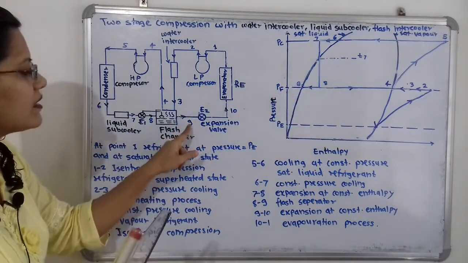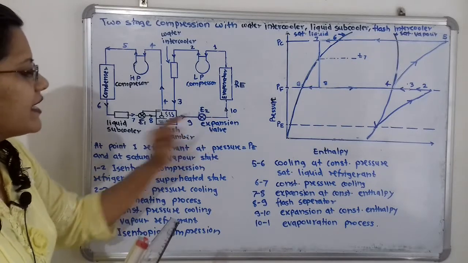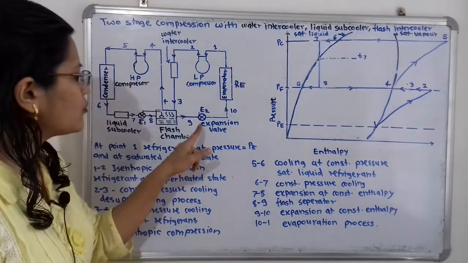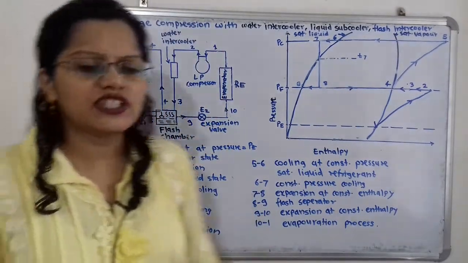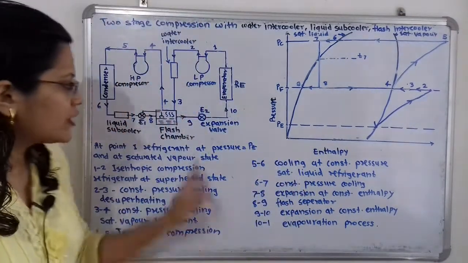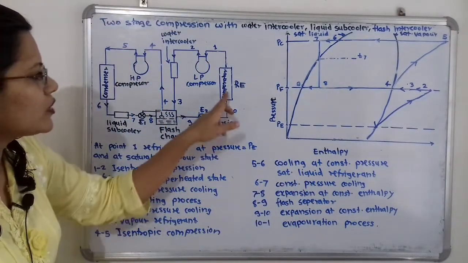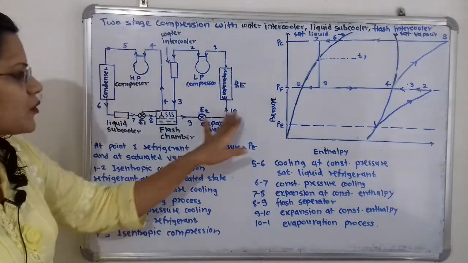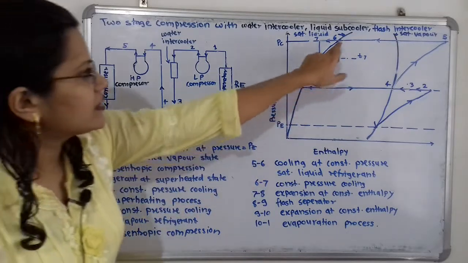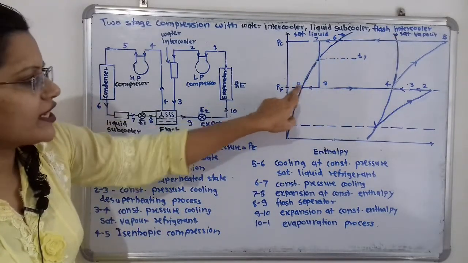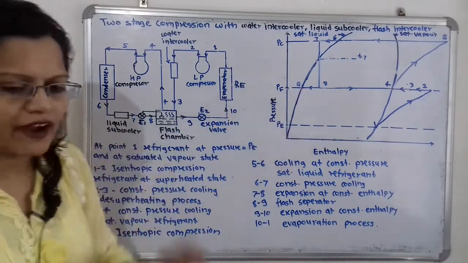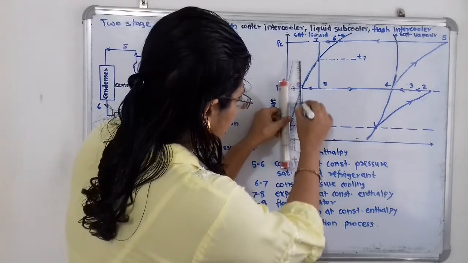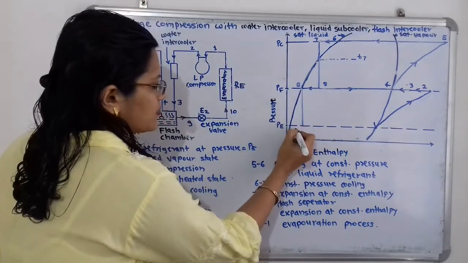Now what is happening? After point 9, it is again entering into an expansion valve. So what is the next process? That is 9 to 10, and that is the expansion at constant enthalpy. So here the expansion is done up to the evaporator pressure PE. So we have to show this process 9 to 10. Here on this saturated liquid line is point 9 at flash chamber pressure. So we have to show the decrease in pressure up to the evaporator pressure. And this is the point 10.